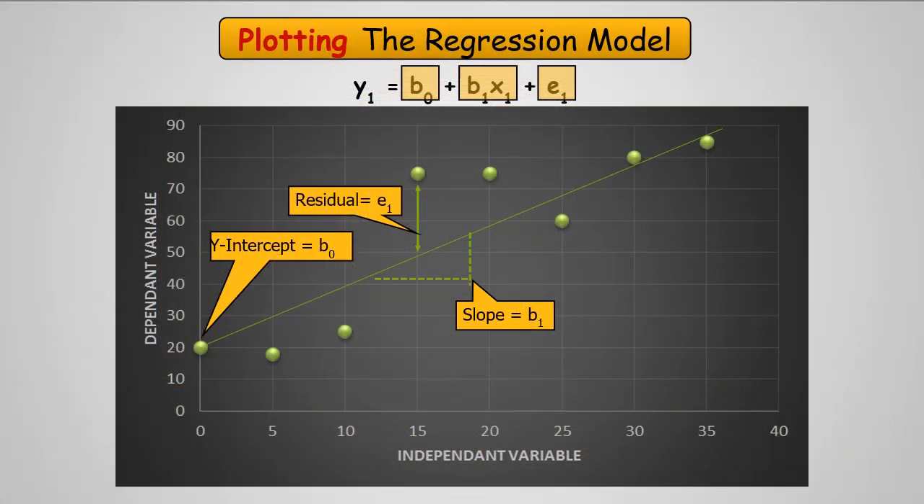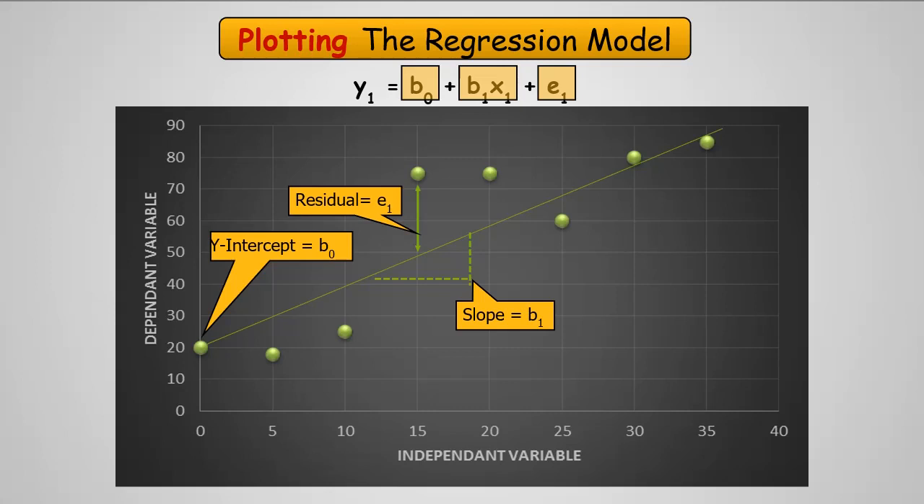So let's look at that formula again, this time when you see a graph superimposed upon it as well. We see that the y-intercept is at 20. That's the value of b0. That's where the regression line intercepts the y-axis.